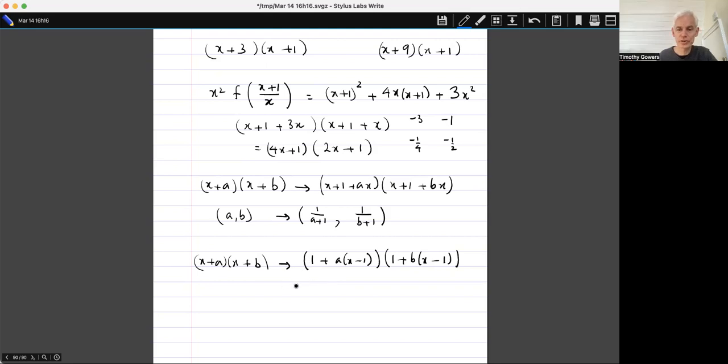And let's just rewrite that. Equals ax plus 1 minus a and bx plus 1 minus b. And so a, b in this case goes to 1 over a minus 1, or 1 minus a over a. I don't know which is a nicer way of writing it. Let's do it this way, 1 minus a over a, 1 minus b over b.